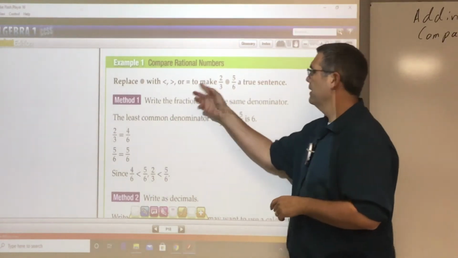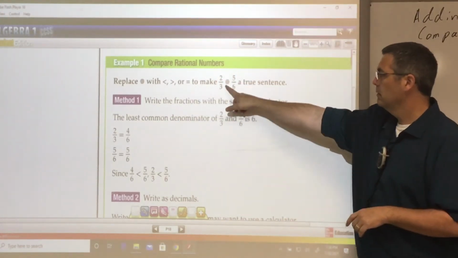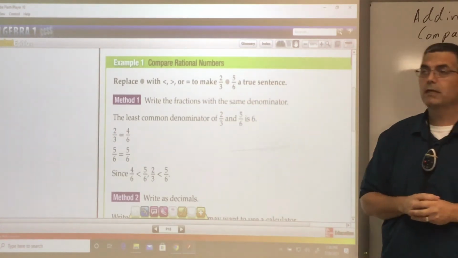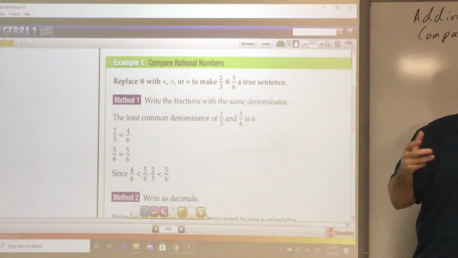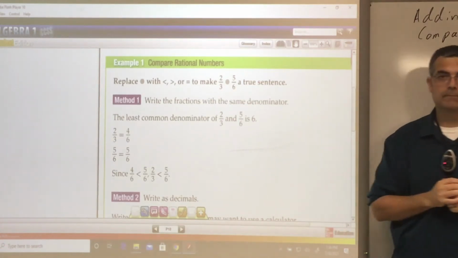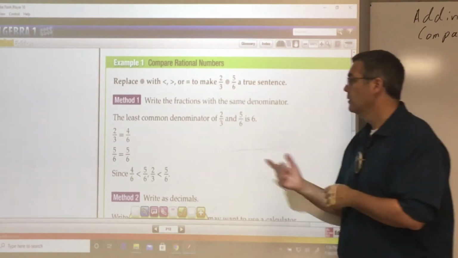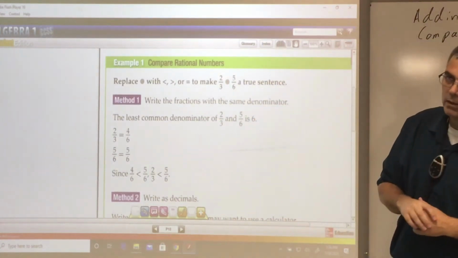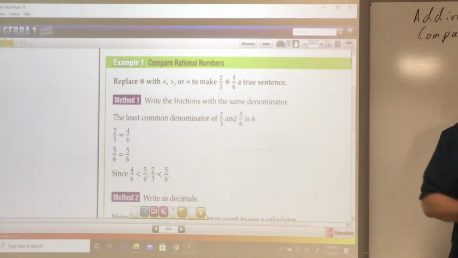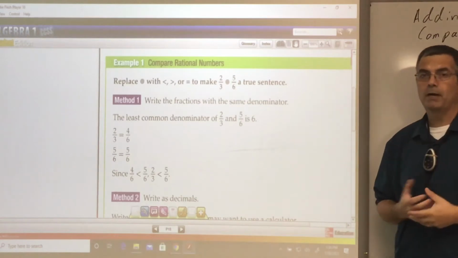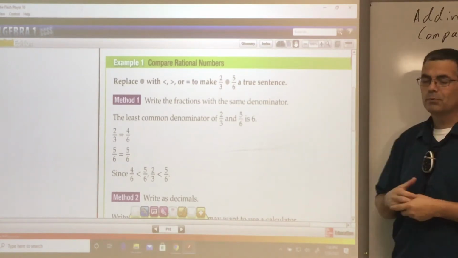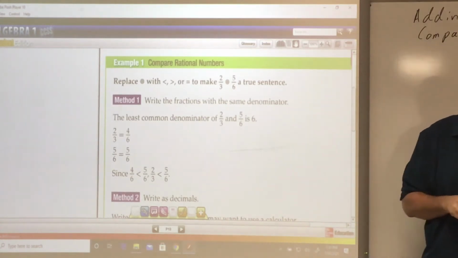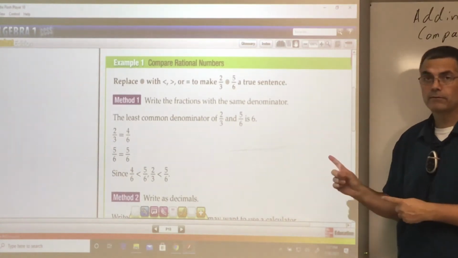So to make 2/3 blank 5/6 a true sentence, we're looking to say, okay, which one of these inequalities fits in here? That's what we're looking for. So method one, if they give you these two, they're going to say find a common denominator and then compare them that way. I don't personally care for this way if you have a calculator, but if you don't have a calculator, this is the way you're going to have to do it.